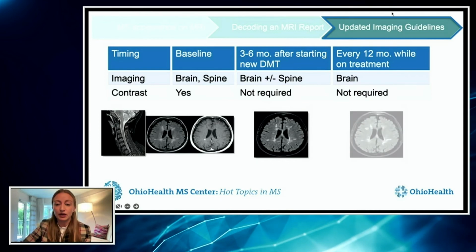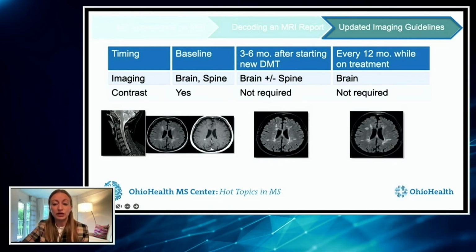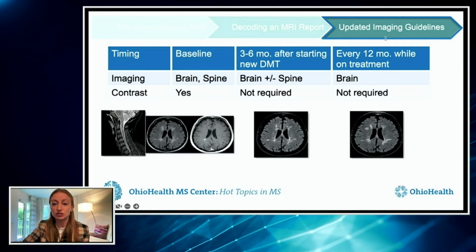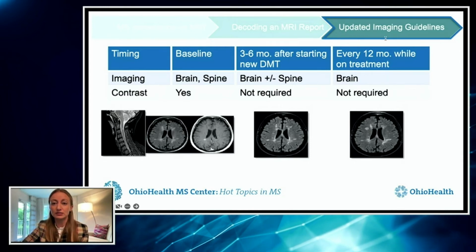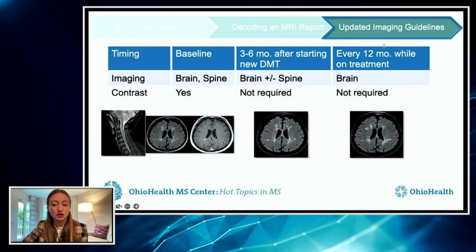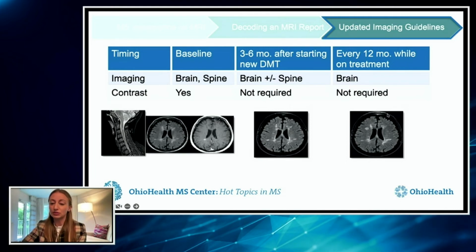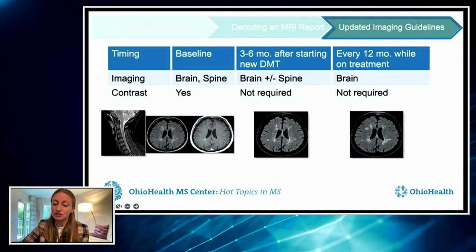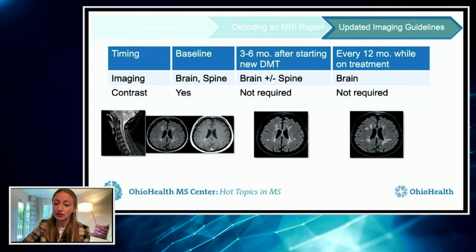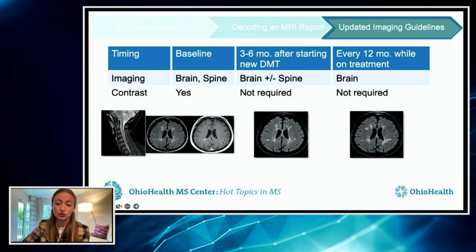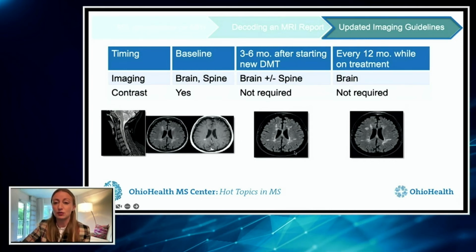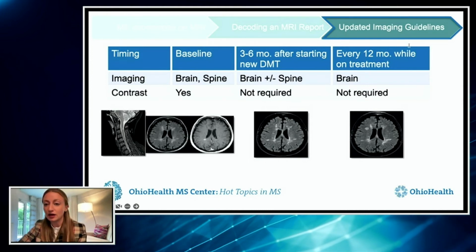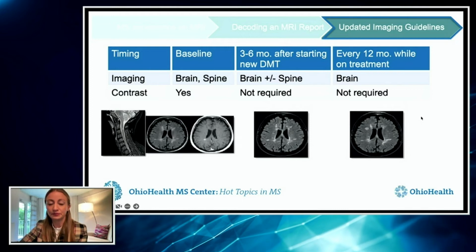Then we have imaging that we do every 12 months while on treatment. The recommendation is just to do the brain every 12 months. Contrast is not required because, again, the purpose of these scans is just to look for new activity, and contrast doesn't tell us anything different than the T2 or FLAIR sequence would by looking for new spots compared to the baseline. So we can just compare them side by side, and contrast is not necessary.